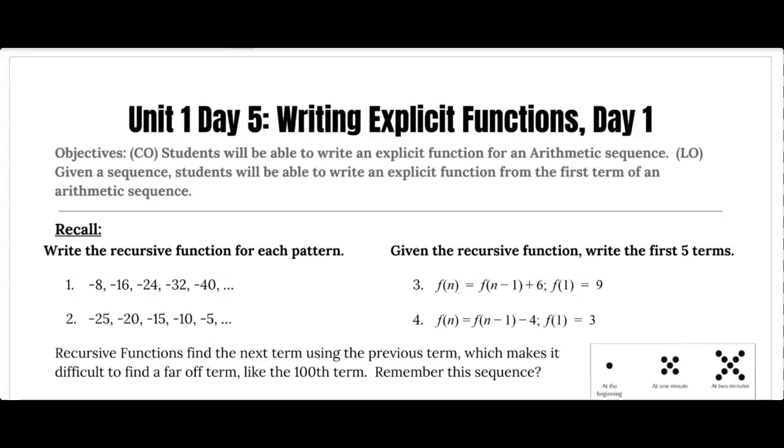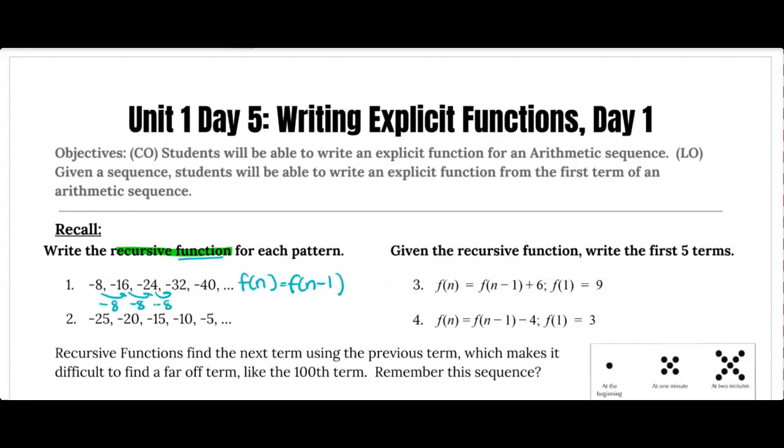So the first thing we're going to do is just recall what a recursive function was. Remember, a recursive function is built from the previous term. So when we wrote the function, we used f of n is equal to f of n minus 1. And then we figured out what our d value was. So for here, we are minusing 8 to get from term to term.